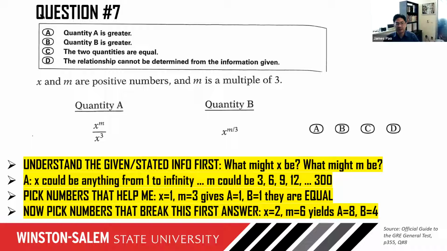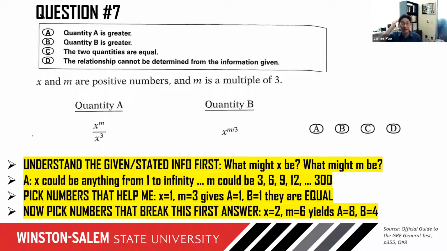I'm now going to analyze this particular question, number 7. The given information is X and M are positive numbers, and M is a multiple of 3. All right, we're given that information. So immediately, before I even look at quantities A and B, I'm already starting to think about what numbers these could be. So X can be any positive number. So I'm thinking 1, 2, 3, all the way up to 1,000, right? M can also be any positive number, but it must be a multiple of 3. So what could M be? What are the possible range of values for M? These are the things you need to be thinking about.